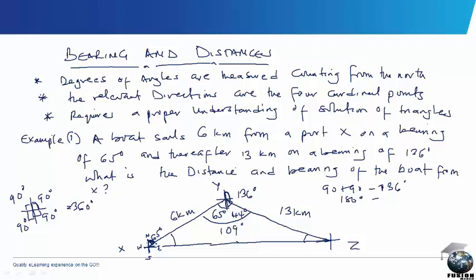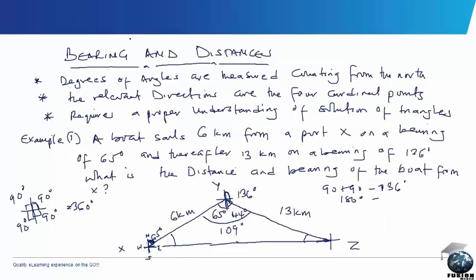So we have two sides and one angle, and then we need to find the side xz. Alright, we can find that using the cosine rule. The cosine rule states that if you have the missing side, you can go back to your cosine rule.